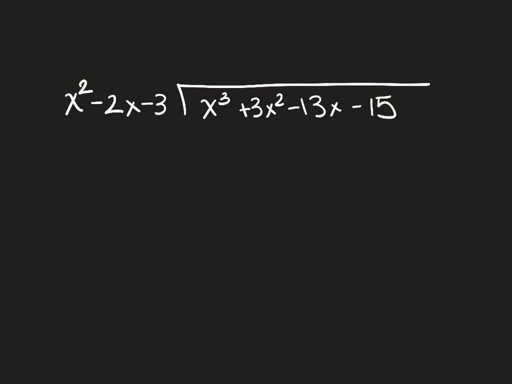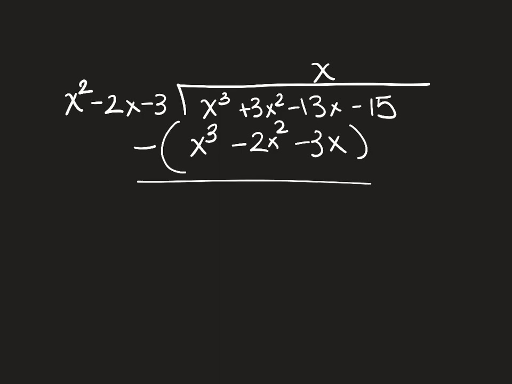To make x become an x cubed, you need to multiply by an x. X times x squared is x cubed. X times 2x is negative 2x squared. And x times negative 3 is a negative 3x. We subtract the entire thing.